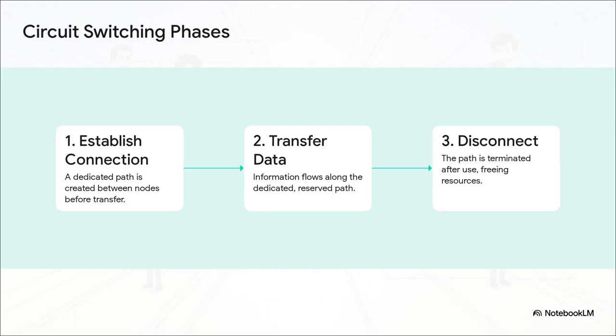And it's always this three-step dance, right? First, you establish the connection, that's you dialing. Then you transfer the data, that's your actual conversation. And finally, you disconnect, you hang up, which frees up that private road for somebody else. Now, it's super reliable, but you can see how that's not exactly the most efficient way to use the network, right? Tying up a whole private road for just one chat.